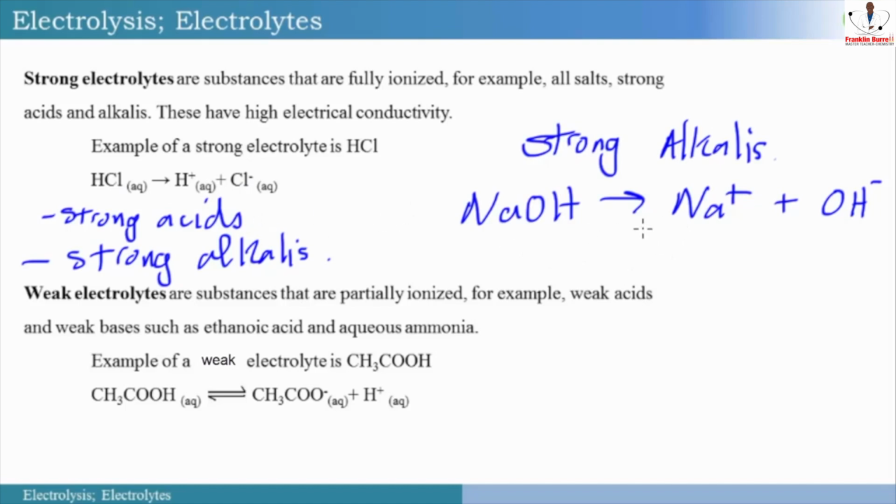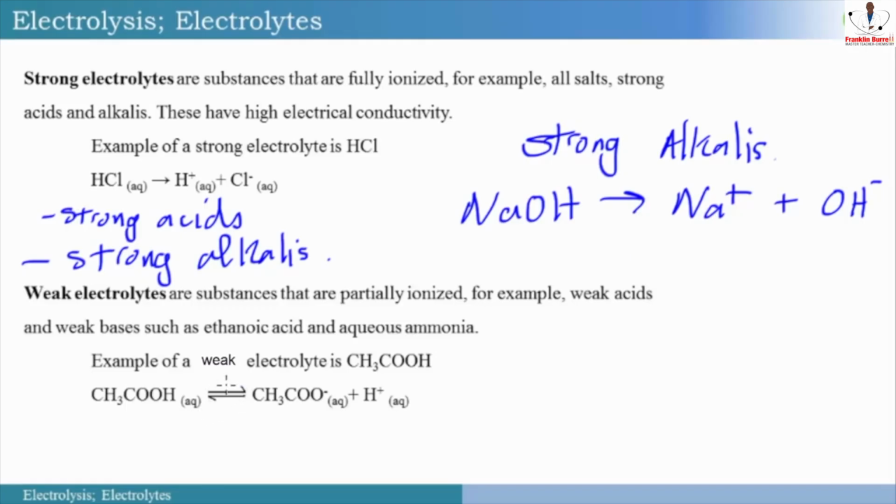And if we have a lot of ions, the more ions we have, the greater the conduction and the brighter the bulb should be. We will soon investigate that fact. If you are a weak electrolyte, then you are ionized partially.